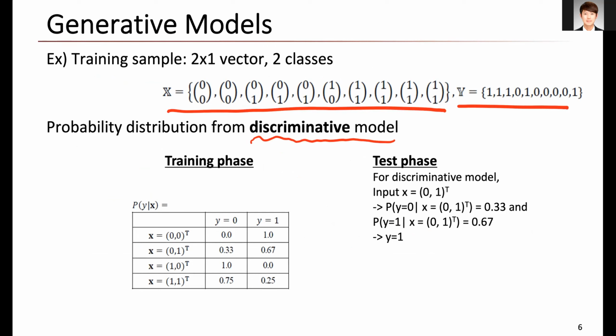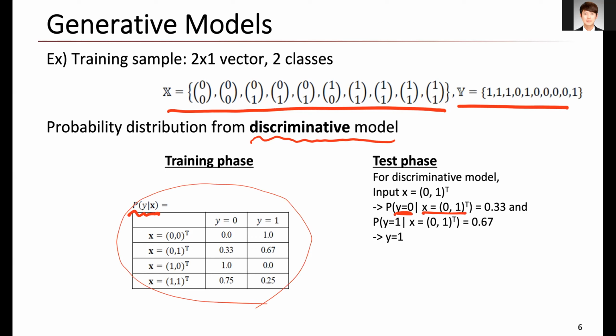So the aim of the discriminative model is to find Y given X. To understand this, we have to estimate P of Y given X. So we can just make this kind of table. This is the conditional probability table.